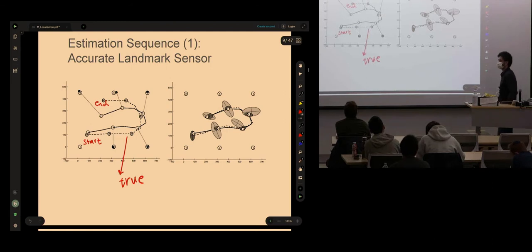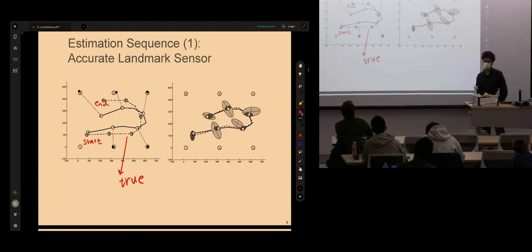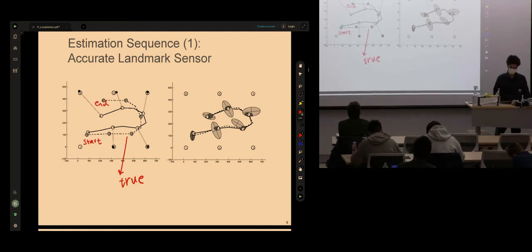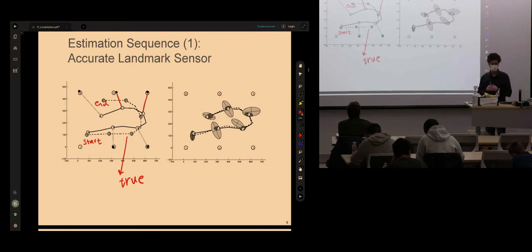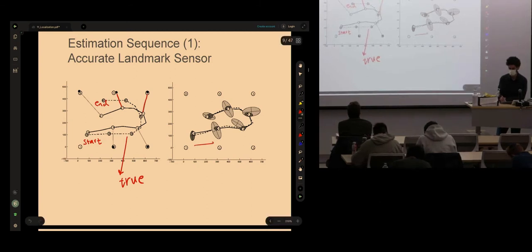The dashed line is the ground truth, the true robot. The solid line with a white circle is our estimate. And at any time, the robot might observe some landmarks. So the robot is moving, we're predicting, and then we are observing landmarks and correcting. If you visualize this sequence of localization, you will see something like this figure.